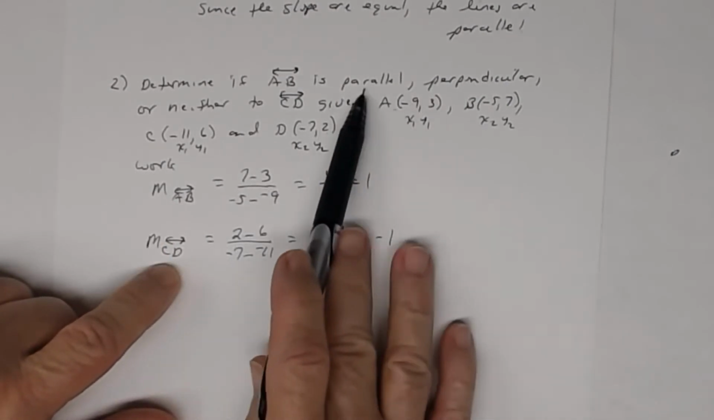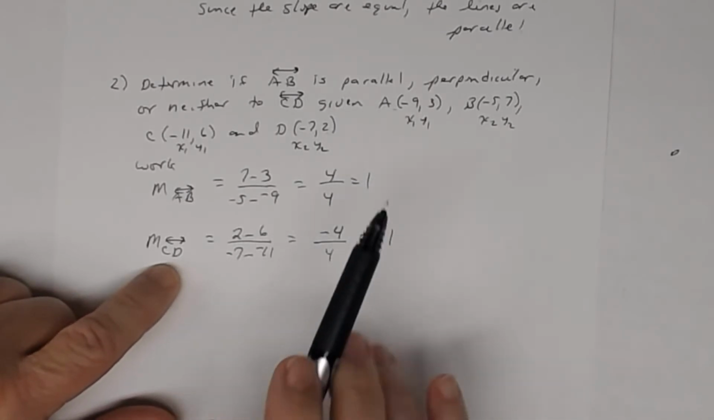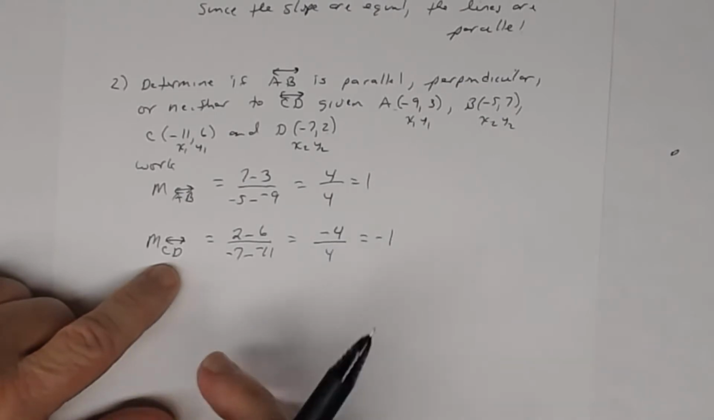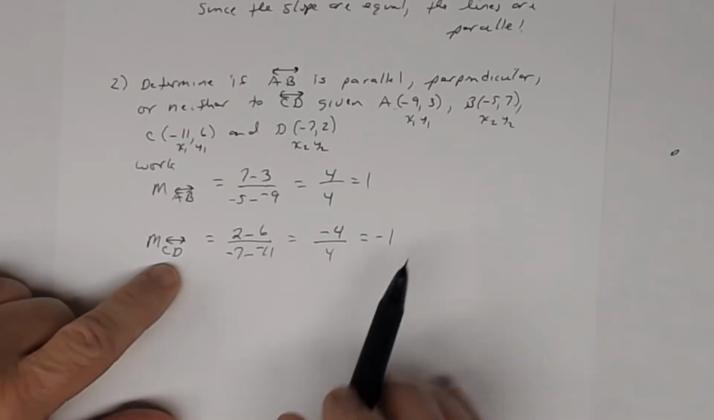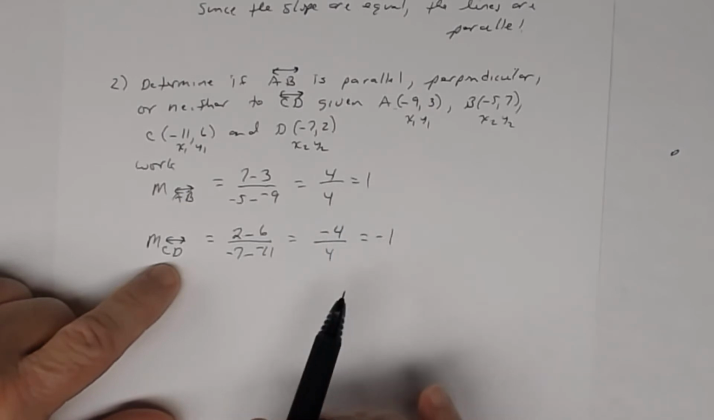All right. First of all, are they parallel? No, they're not. They can't be parallel, right? Because they don't have the same slope. Are they perpendicular? Are these two slopes opposite reciprocals or negative reciprocals of each other? And the answer is yes, they are. The reciprocal of 1 is 1, and the opposite of a positive is a negative.